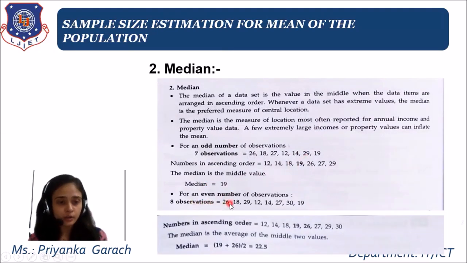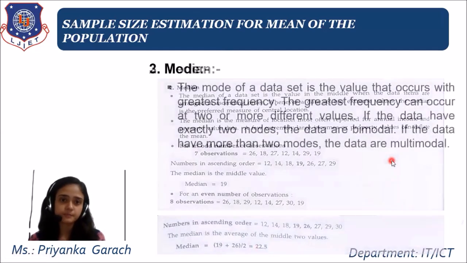For an even number of observations, suppose there are 8 different observations, then what you have to do is, first of all, arrange them in ascending order. You will get 2 different values as your middle value. So suppose I am getting over here 19 and 26. So I have to take the average of these two values. Suppose I am getting the average as 22.5. So that will be my median for the even number of observations.